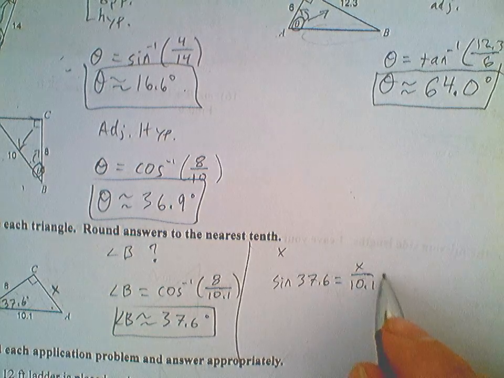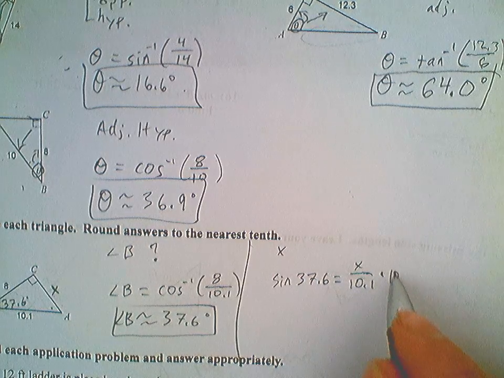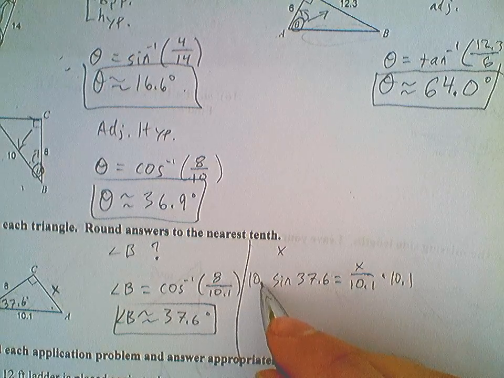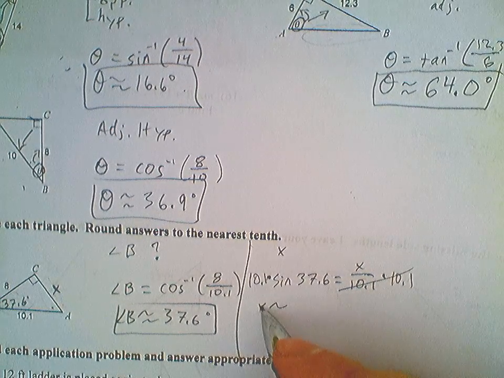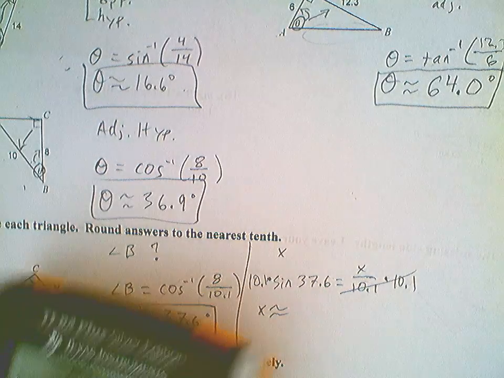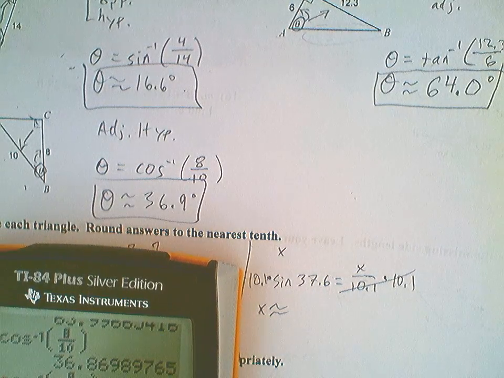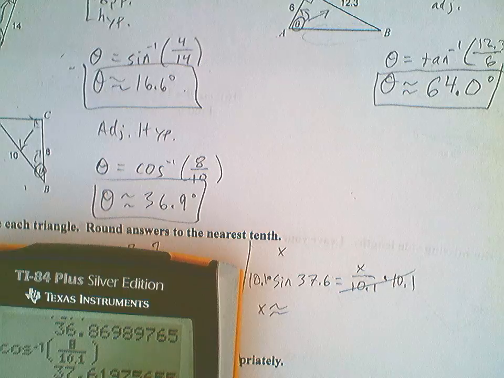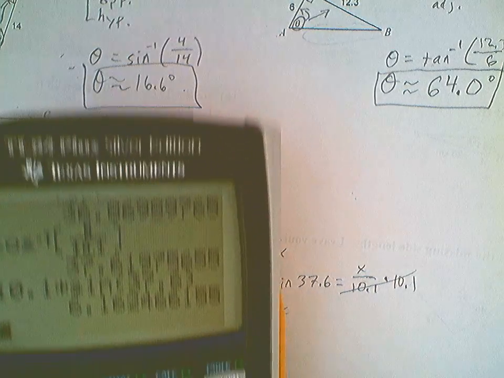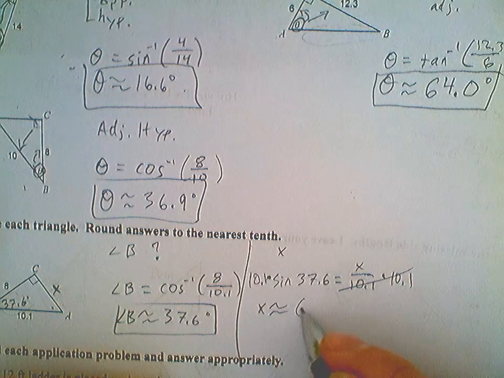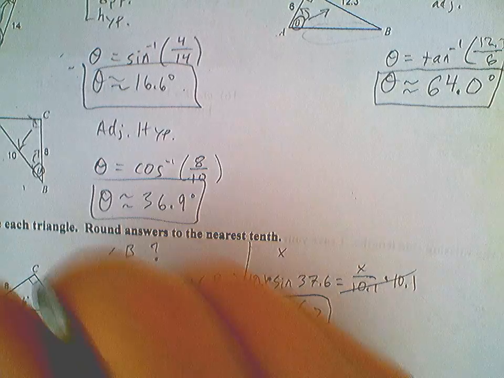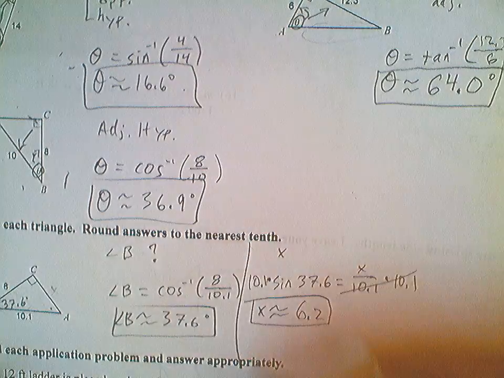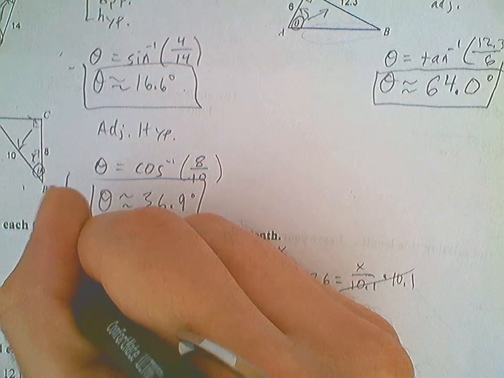I'm trying to solve this for X, so I'm going to go ahead and multiply both sides by 10.1. That makes X equal to 10.1 times sine of 37.6. So about 6.2. So now I know that side is 6.2.